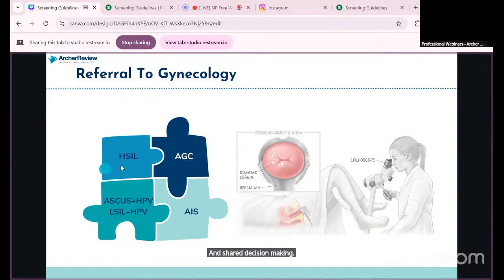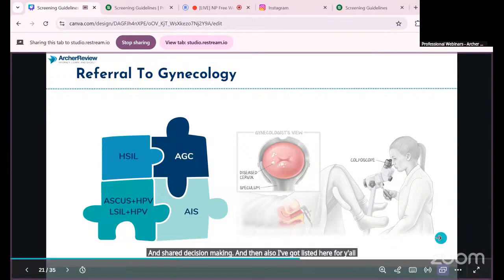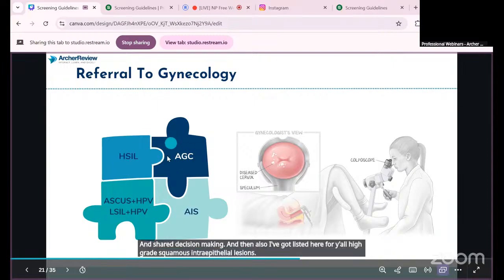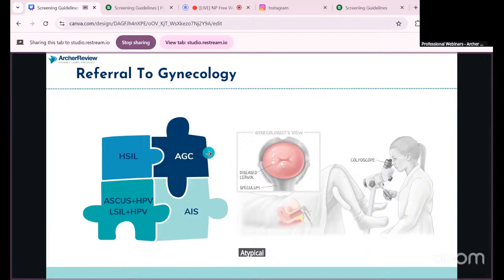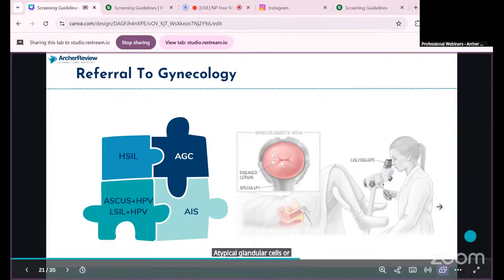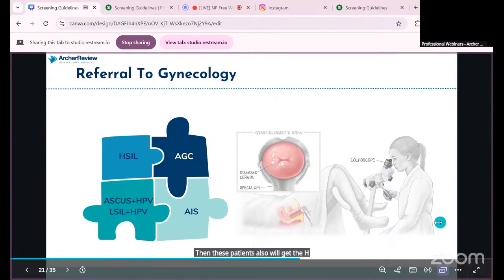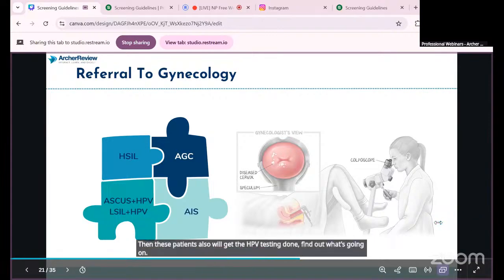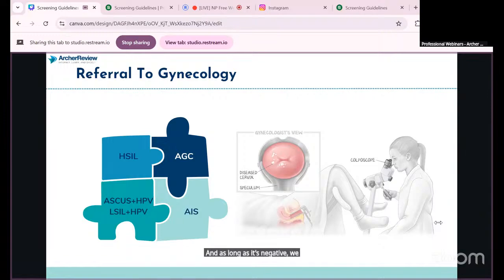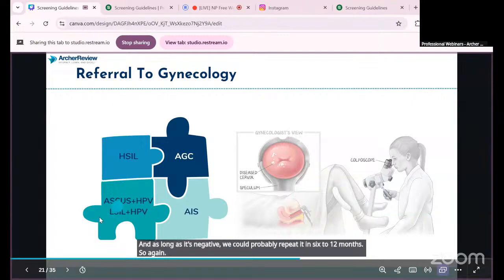And then also, I've got listed here high grade squamous intraepithelial lesions, atypical glandular cells, or adenocarcinoma in situ. These are all going to be prompt referrals to gynecology. And again, if they have that low grade intraepithelial lesion, then these patients also will get the HPV testing done, find out what's going on. And as long as it's negative, we could probably repeat it in 6 to 12 months. But if that HPV is positive for either one of these two, which are more ambiguous, then we're going to go ahead and refer them out for colposcopy.